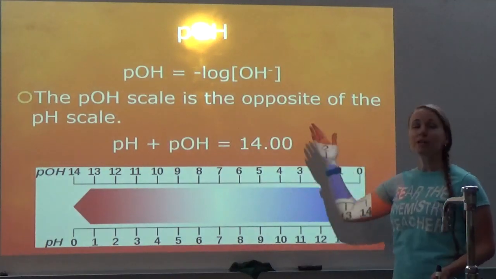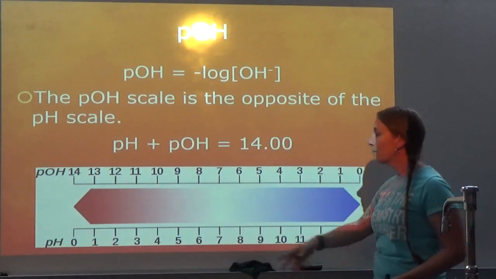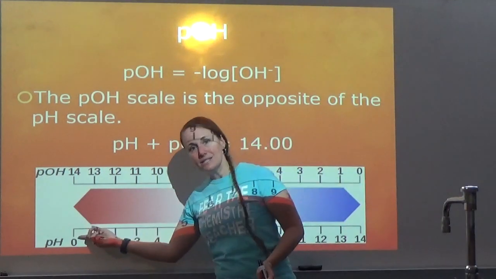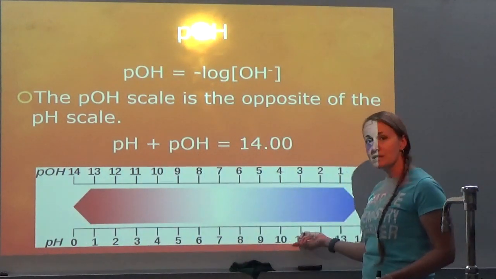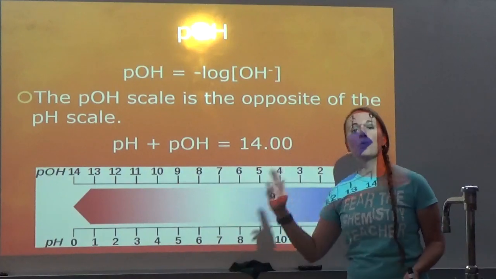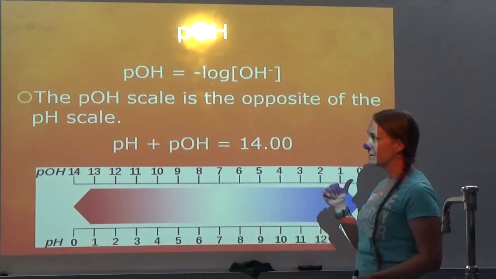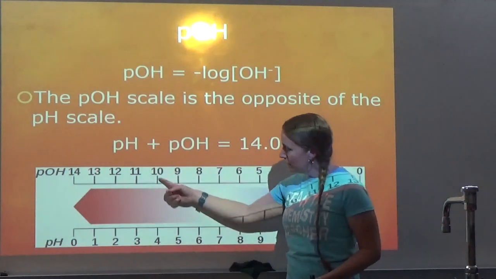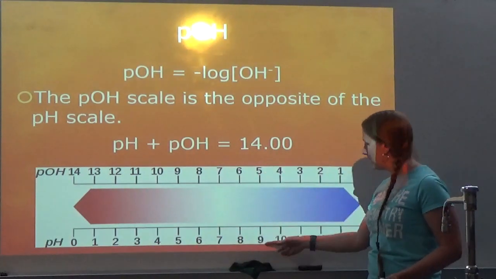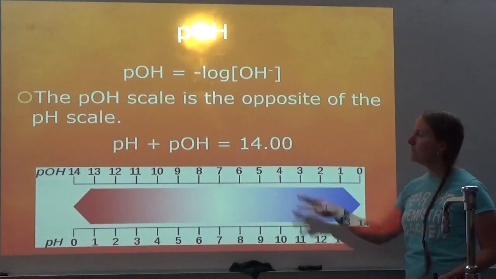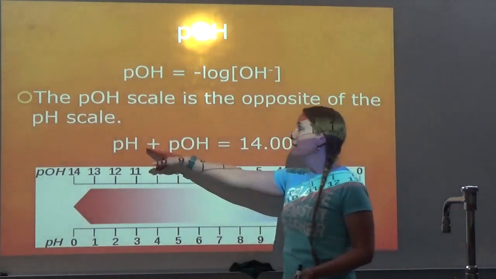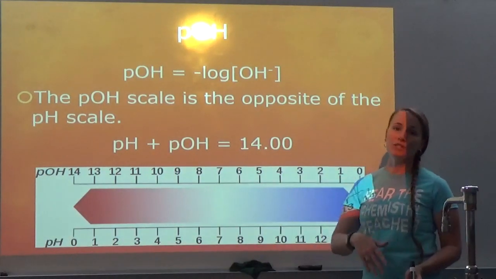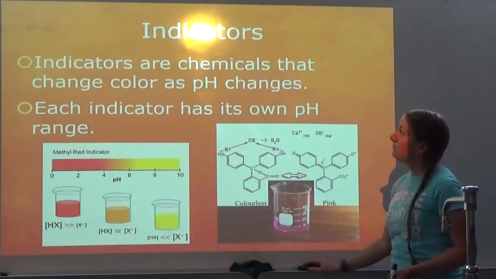The pOH scale is backwards from pH, so they're both 7 is neutral. But for pH, less than 7 is acidic, more than 7 is basic. For pOH, more than 7 is acidic, less than 7 is basic. So you always have to pay attention to what scale you're on. And then if you look, 10 and 4, 5 and 9, 2 and 12, they always equal 14. So pH plus pOH always equals 14. So if you know one of them, just do 14 minus it to get the other one.